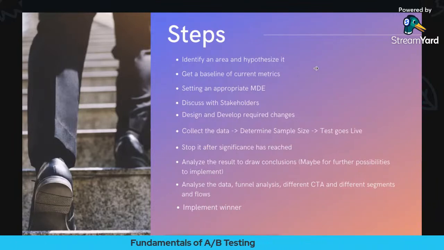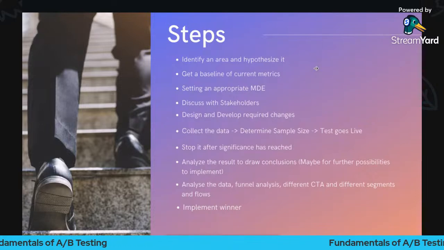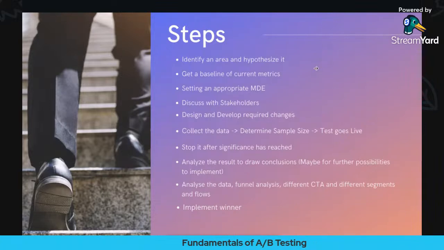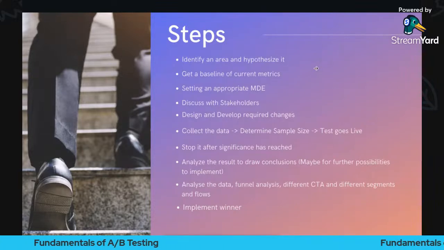I could have a hypothesis saying that let's add a filter to the navigation bar so the users can easily filter all of the navigation filters. So it could be the color of the product, the specifications of the product, right? So the hypothesis could be that.